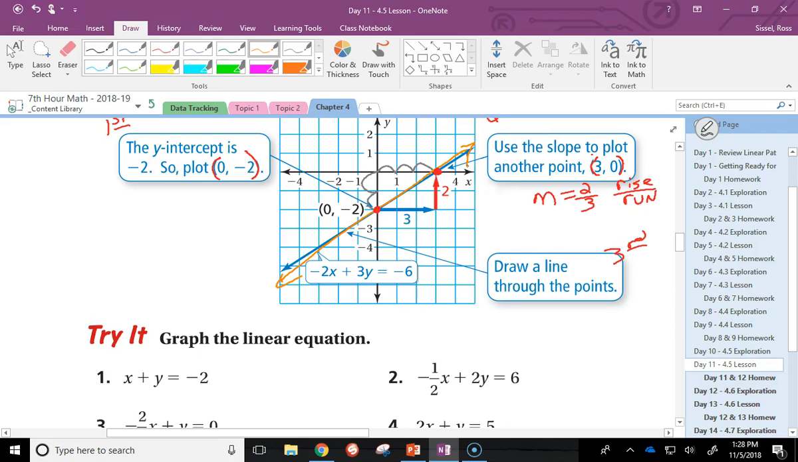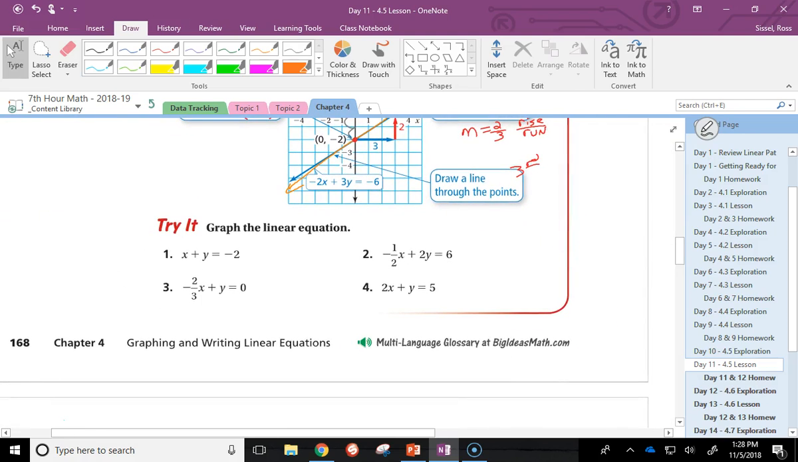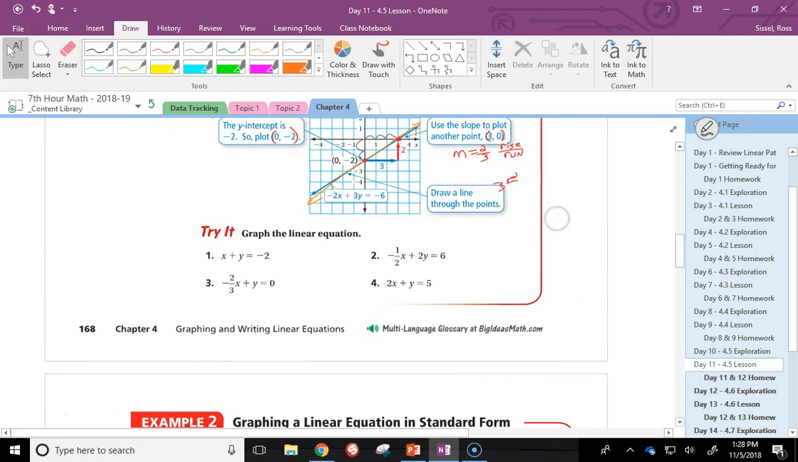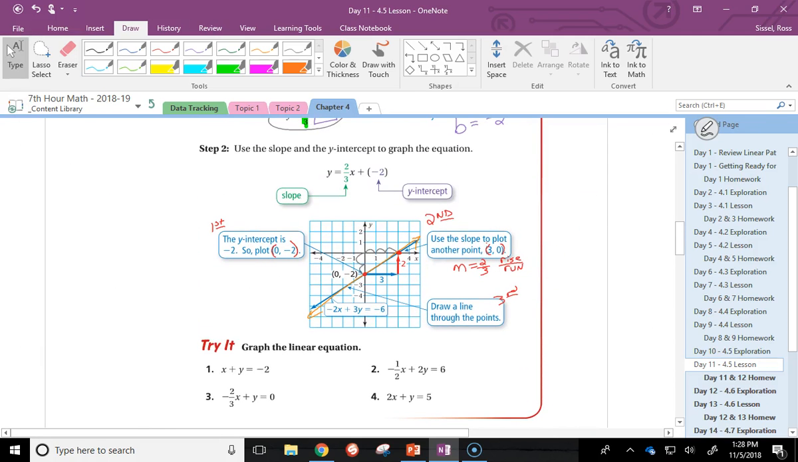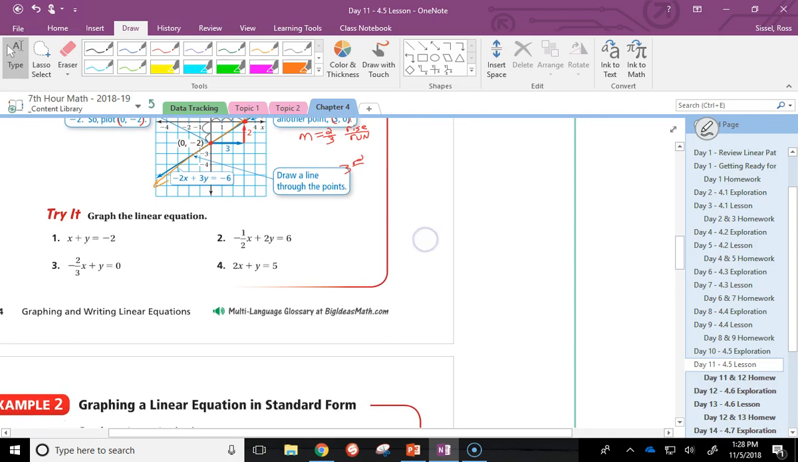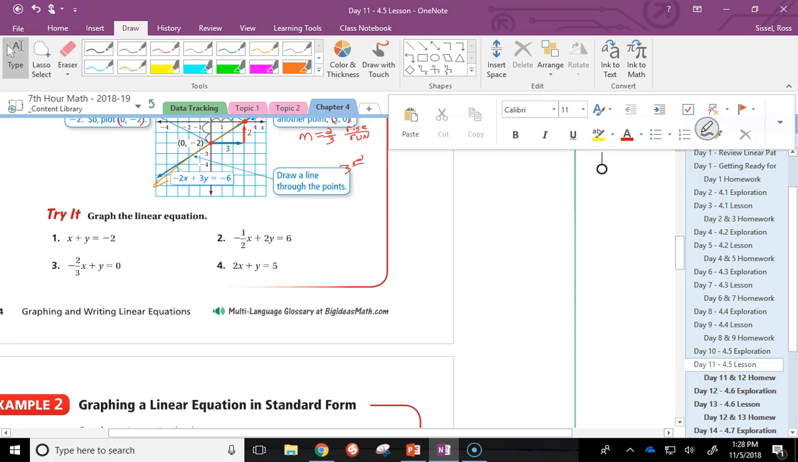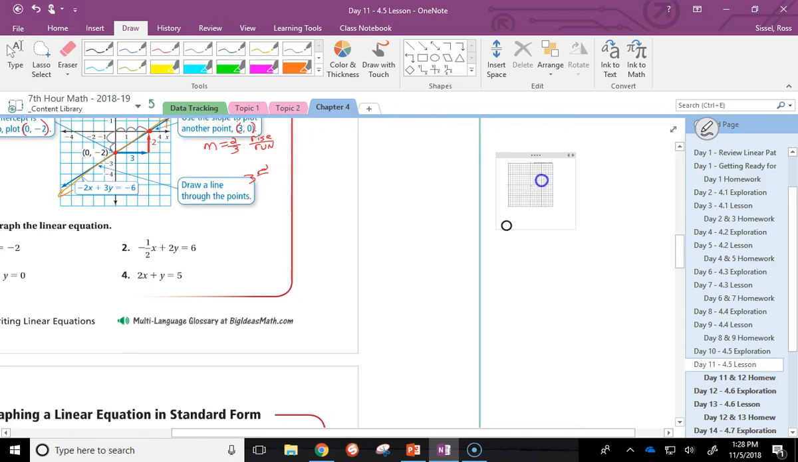Okay? We are going to do one other example. If you look at how Big Ideas is, they show you one example, they do it with you. Technically, this is supposed to be your homework where you actually do 1 through 4. But I'm going to go in here. Make it another one. I want to paste my grid in here.